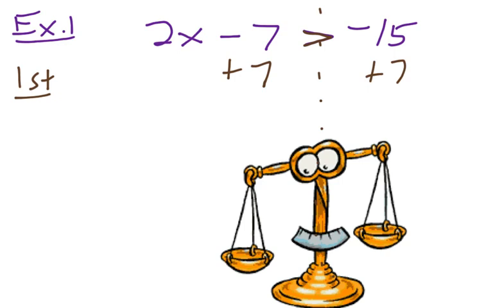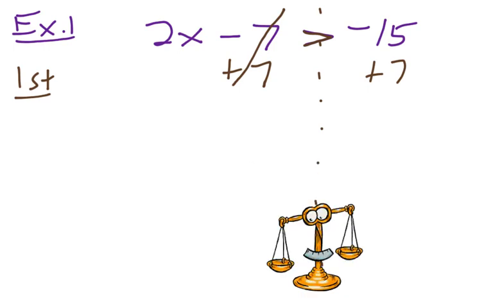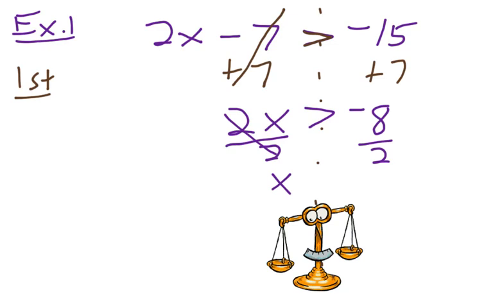So add 7 to both sides, and negative 7 plus 7 is nothing, so I'm going to mark that out. I'm going to bring down what remains, the 2x on the left side, and that's still greater than. Negative 15 plus 7, my bigger number is negative, so I know it's going to be negative 8. And now I'm on my last step for PEMDAS in reverse, which is multiply and divide. If I'm multiplying by 2, the inverse is dividing by 2. So I do that to both sides, and x is greater than negative 8 divided by 2, which is negative 4. And I'm done.